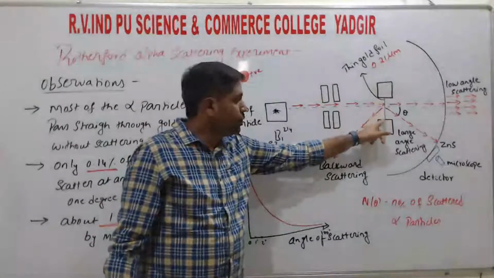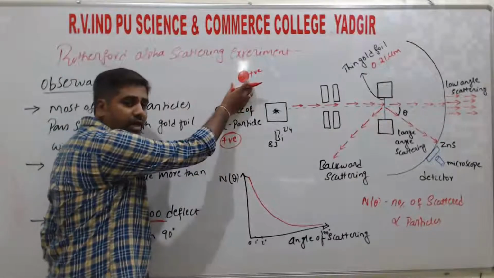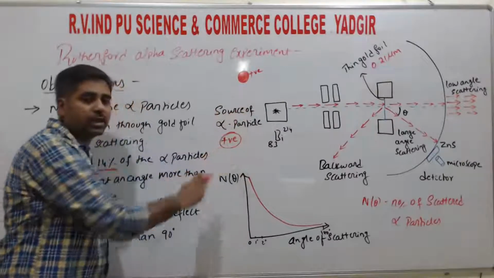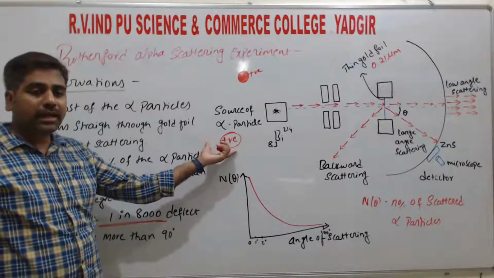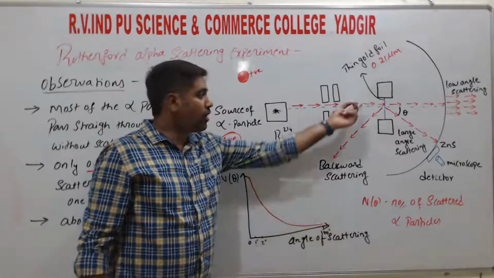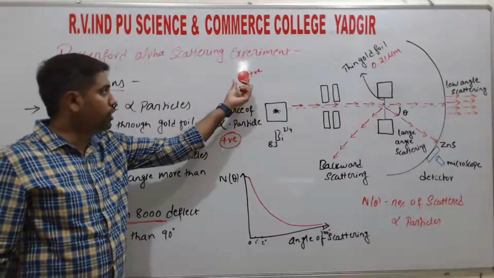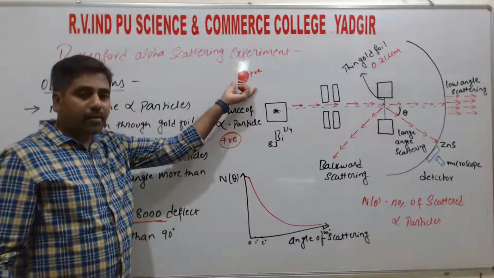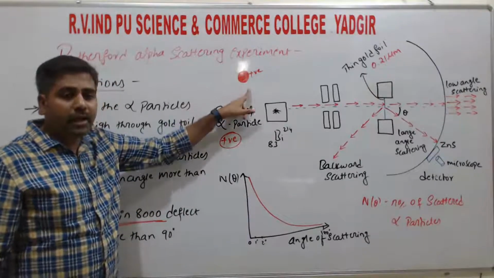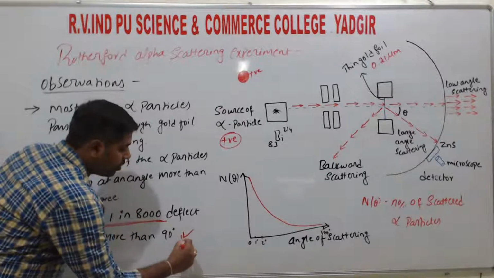This gold foil consists of a number of atoms. As the alpha particle approaches near an atom, due to this positive charge and the positive charge here, repulsion takes place. Hence the backward scattering takes place. For repulsion there must be a larger force, so the theory says that the entire mass and large positive charge are accumulated in a small volume. This gives the repulsive force on the alpha particle. From this he concluded the theory of the nucleus.